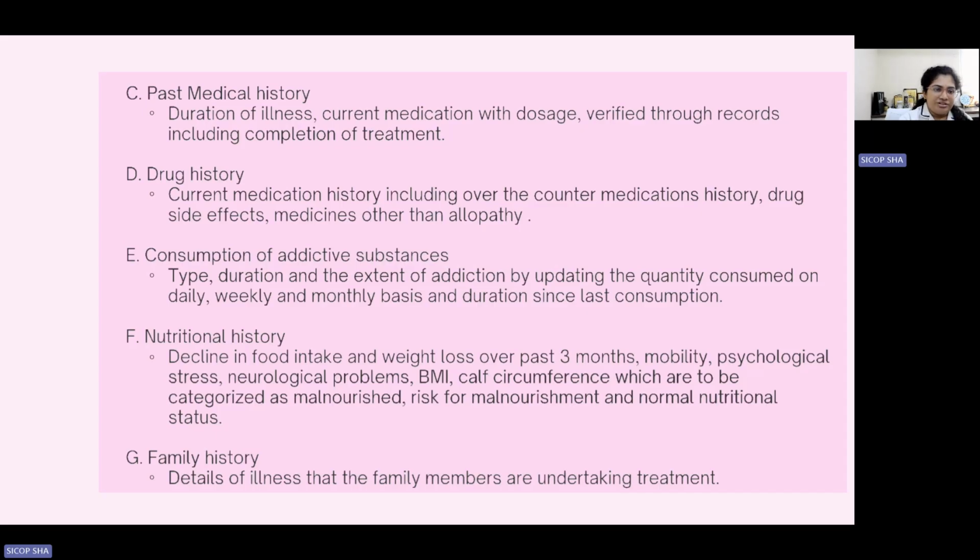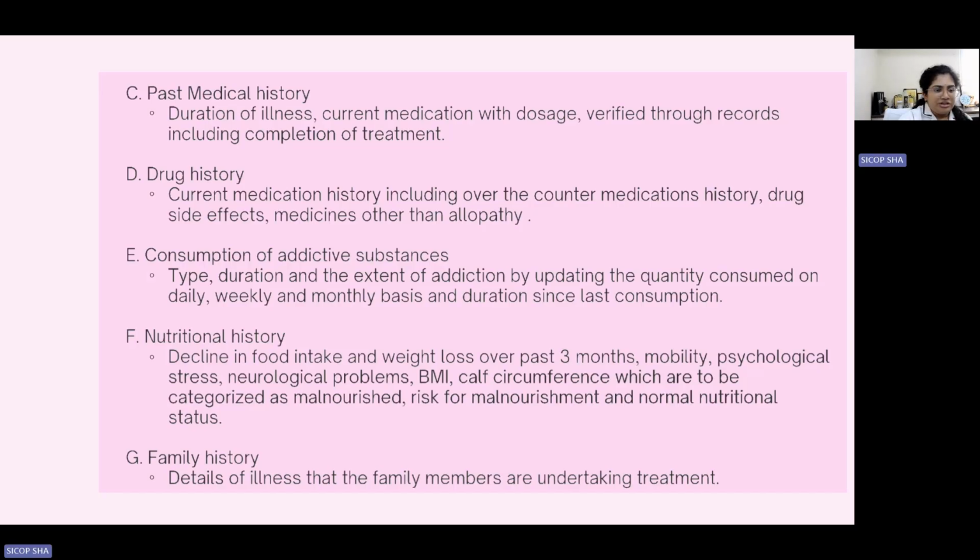Then consumption of addictive substances: type, duration, and extent of addictions by updating the quantity consumed on a daily, weekly, or monthly basis, and duration since last consumption. Means how we assess the pack year, like if they are smoking cigarettes, then how many cigarettes per day. This history.